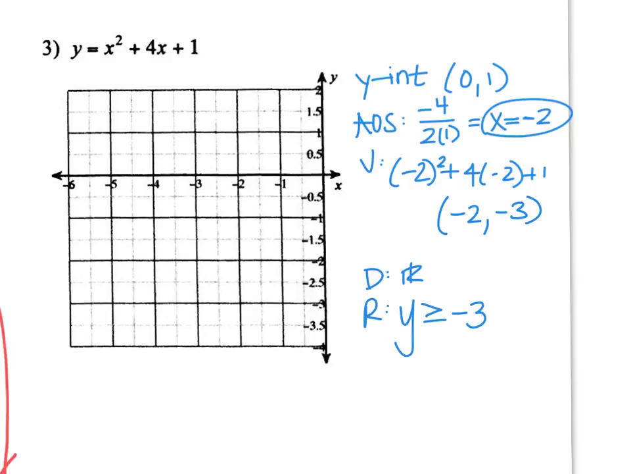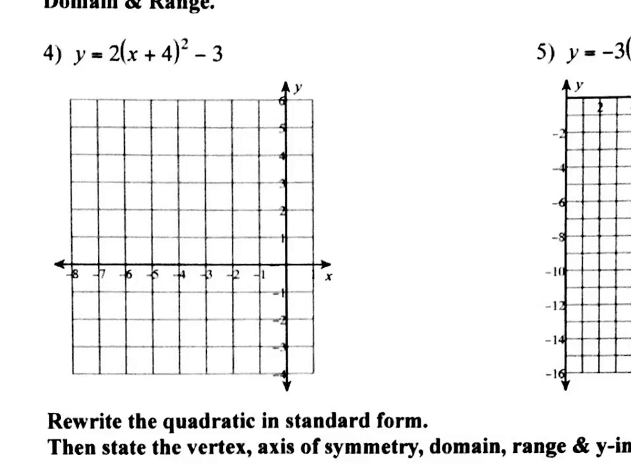So now if I go to graph, I'm going to have 0, 1 as my y-intercept. X equals -2 is my axis of symmetry. -2, -3. And this is opening up, so I'm going to connect to open up. And then my mirror is going to be on this other side so that it's symmetrical. Opens up there. Remember, I know it's symmetrical because this is 2 spaces away, so 2 spaces away.